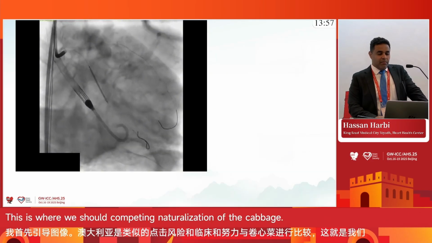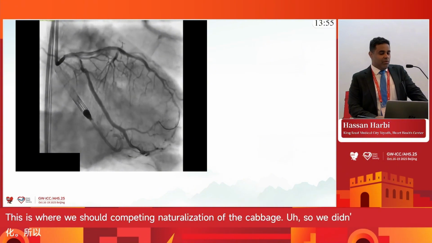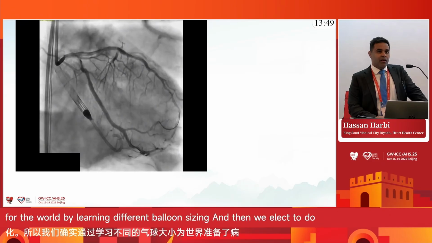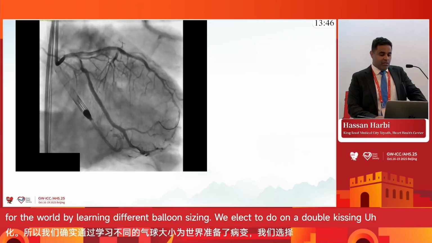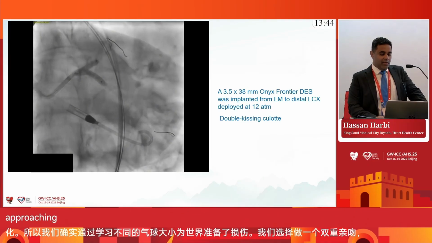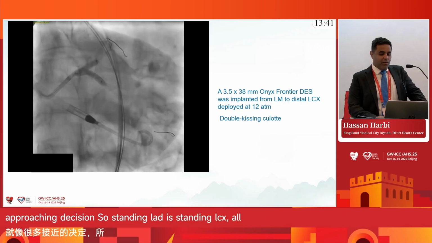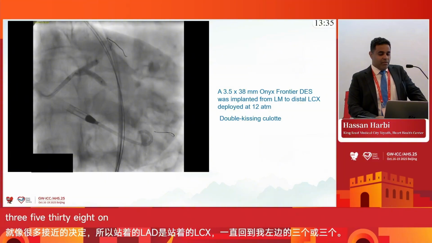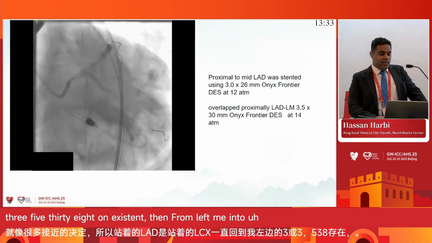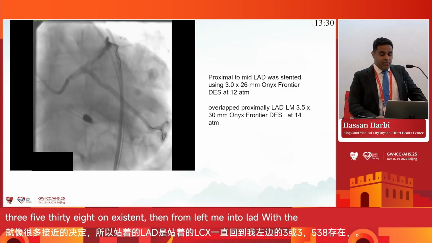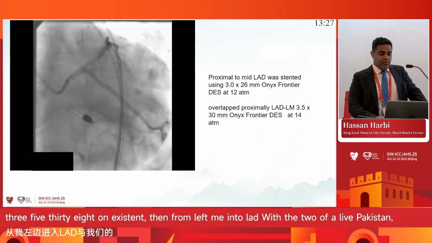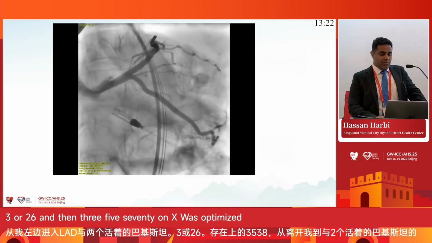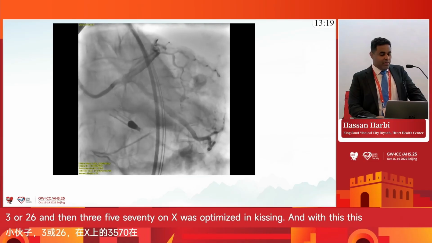So we prepared the lesion very well, ballooning with different balloon sizes, and then we elected to do a double kissing culotte approach in this lesion. So stenting LAD, stenting LCX all the way back to the left main with a 3.5-38 Onyx stent, then from left main to LAD with two overlapping stents, 3.0-26 and then 3.5-30 Onyx. We optimized with kissing, and this is the result in the left system.